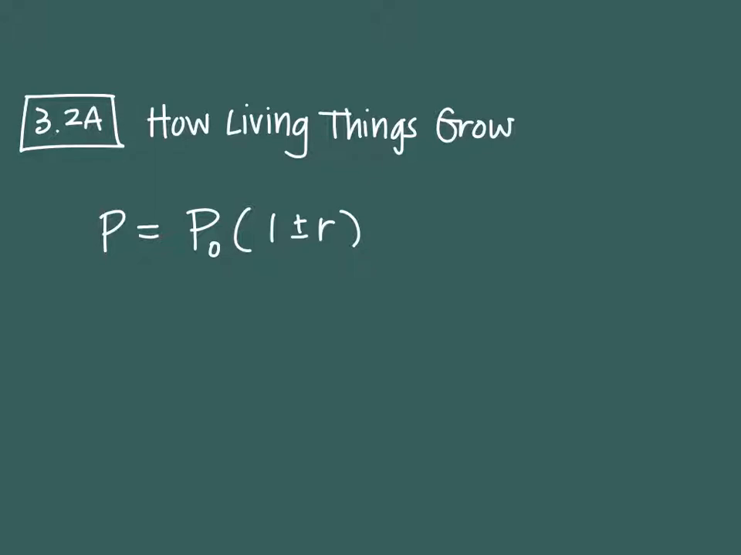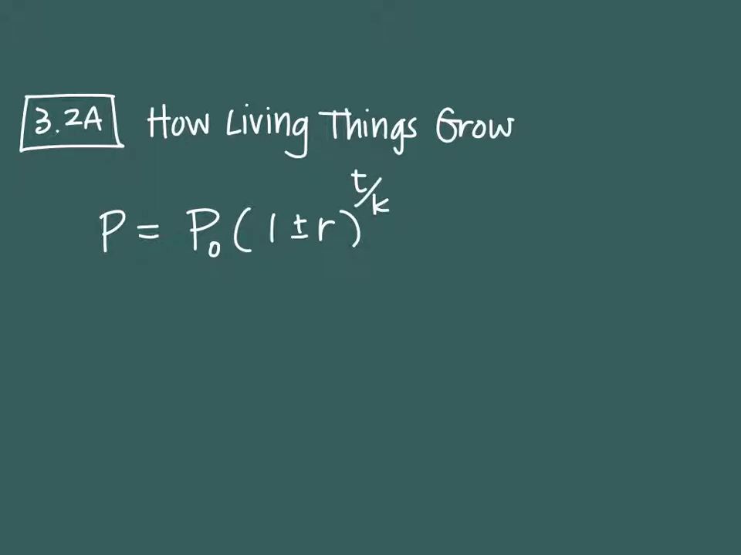Okay. R is the growth rate. If it's a plus R, then it's growing. And if it's a minus R, it's not growing. So the opposite of that we say is decay or shrink. And then we have T, which stands for time, and K. So let's figure out what all these letters stand for.